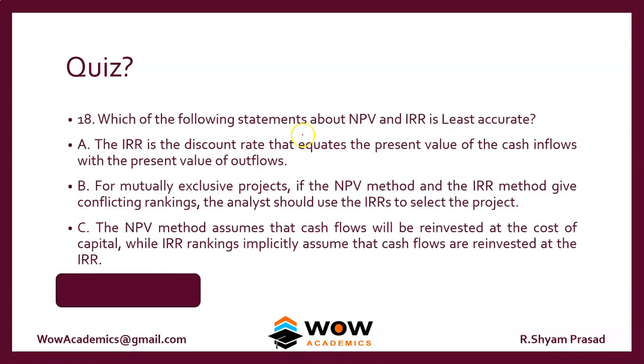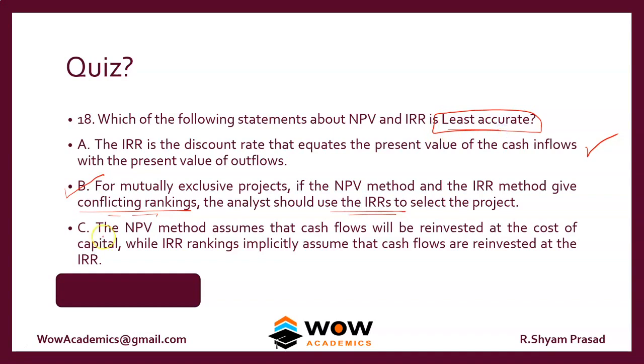Which of the following statements about NPV and IRR is least accurate? So which one is wrong? IRR is the discount rate that equates the present value of the cash inflows with the present value of cash outflows. This is correct. For mutually exclusive projects, if the NPV method and the IRR method give conflicting rankings, the analyst should use the IRR. This is wrong. That is what they are asking. Select the wrong answer, so we'll select the least accurate one.